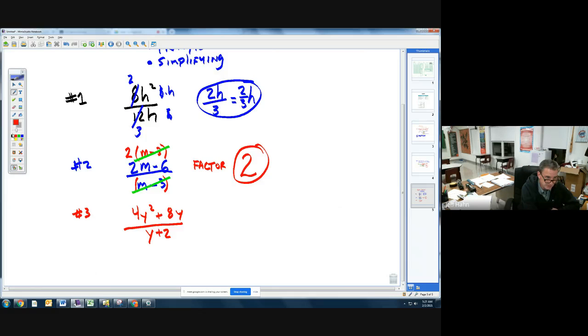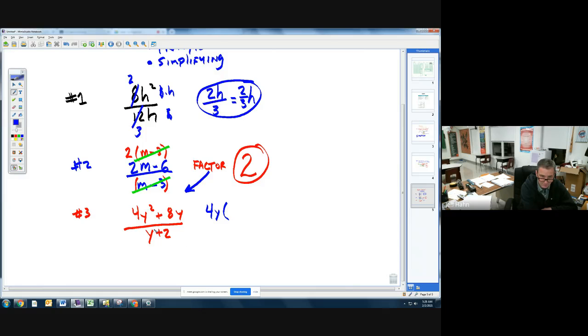Again, as you look at this, you realize the only way the bottom is going to cross off with anything is if you get a y plus 2 in parentheses. I can't take the y out and cross it off with that, the 2 with that. So what you need to do, again, just like we said up here, we need to factor. What can I take out of this? What is the greatest common factor? Well, it looks like I can take a 4 out. They both have 4s, and both terms have a y. So I can factor out a 4y.